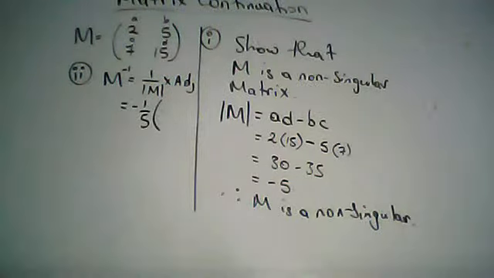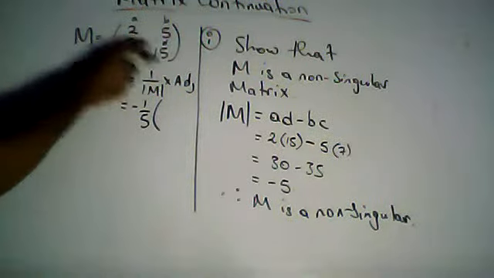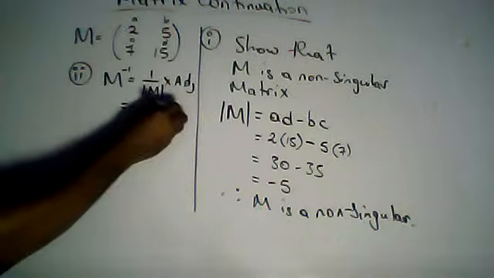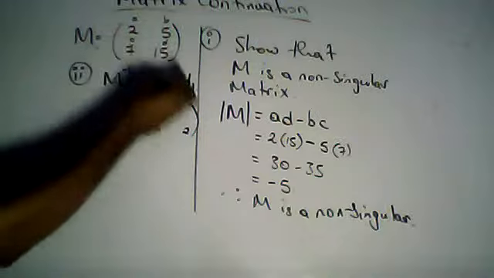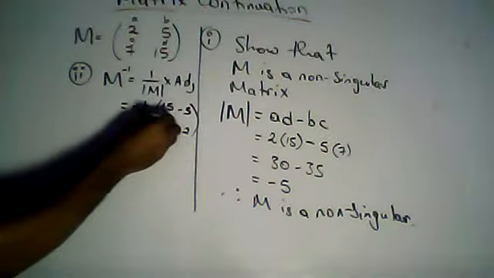And for the adjoint, remember, for the leading diagonal, we switch the values. So it's 15 up there, 2 down here. And we're going to change the signs on these. So it's going to be minus 5, minus 7.